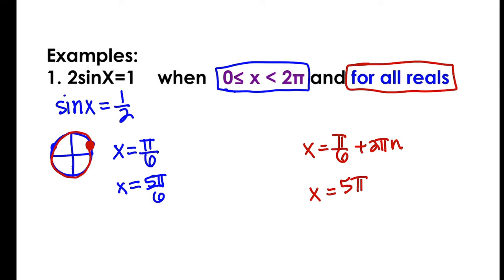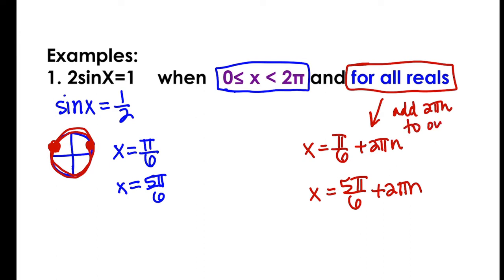Same thing for 5 pi over 6. So I could start here and go one full revolution around the circle, and I'd get another place with a solution. And I could do that an infinite amount of times. And so we use an equation. For all reals, we add 2 pi n to our solutions. And here, for the other one, we're just looking at the unit circle.